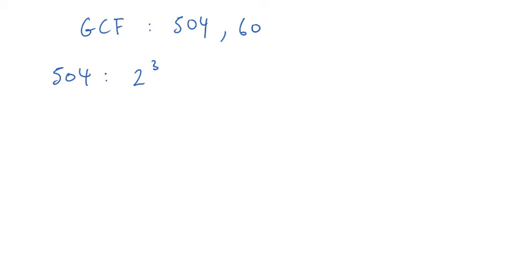For example, let's say we want to find the greatest common factor between, let's choose 504 and 60. Now, the prime factorization of 504 is 2 cubed times 3 squared times 7. And the prime factorization of 60 is 2 squared times 3 times 5. Now, I suggest you pause the video and try this on your own, and then we compare our answers.